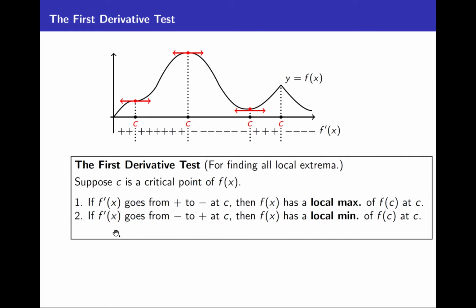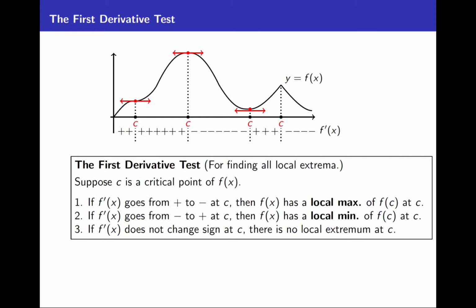And finally, there's one more possibility. If f prime does not change sign at c, then there's simply no extremum at c. And that happened right here. At this critical point c, f prime was positive on one side of it. It was equal to 0 at c, and it was positive after that. And that just means there's no local extremum. So that's the first derivative test.